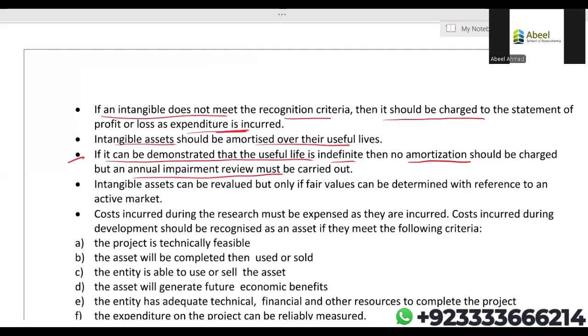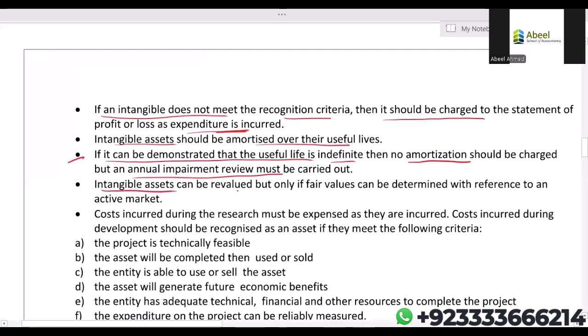Because nobody knows that after 10 or 15 or 20 years, XYZ brand comes, and we cannot say anything. But right now, simply, we cannot estimate the useful life of Levi's. Right now, we can say only one thing, that Levi's will be there for many, many years. So if you have an intangible asset which has an indefinite life, then no amortization, but you have to carry out the impairment review every year.